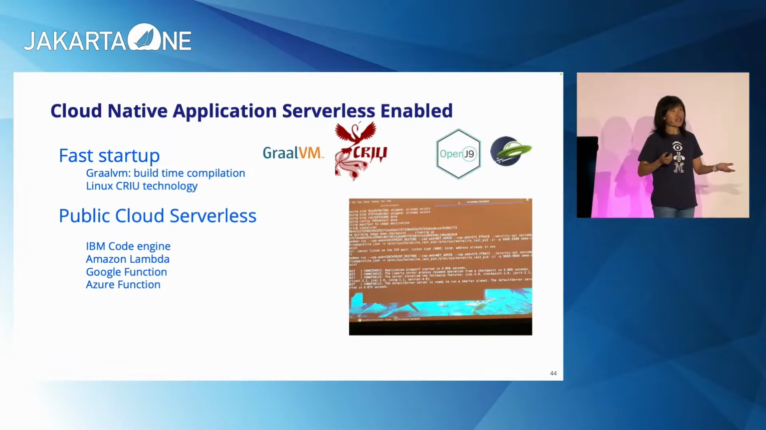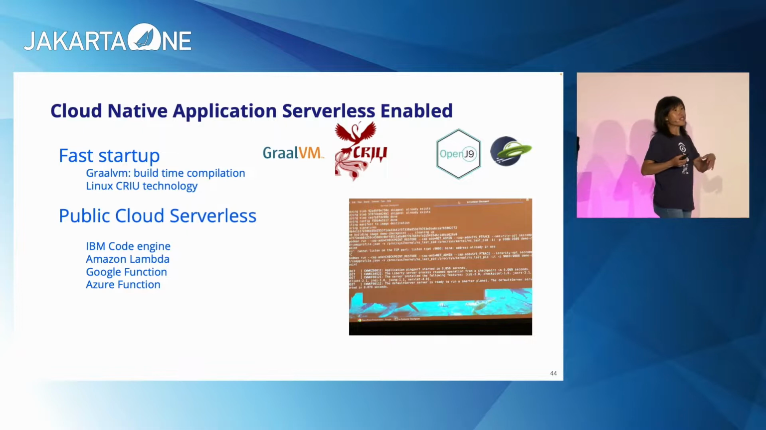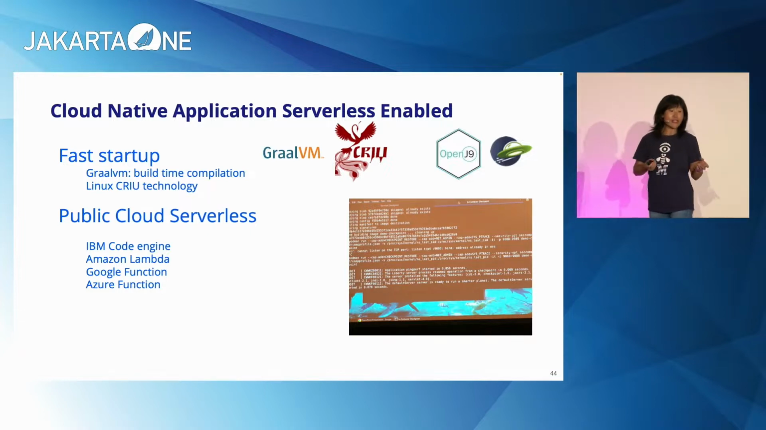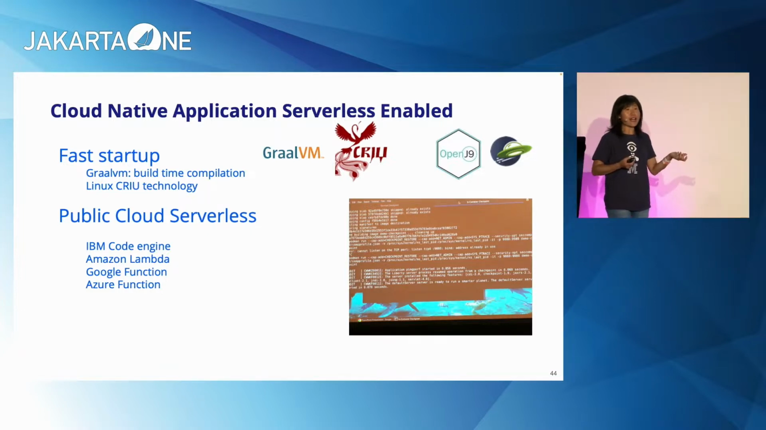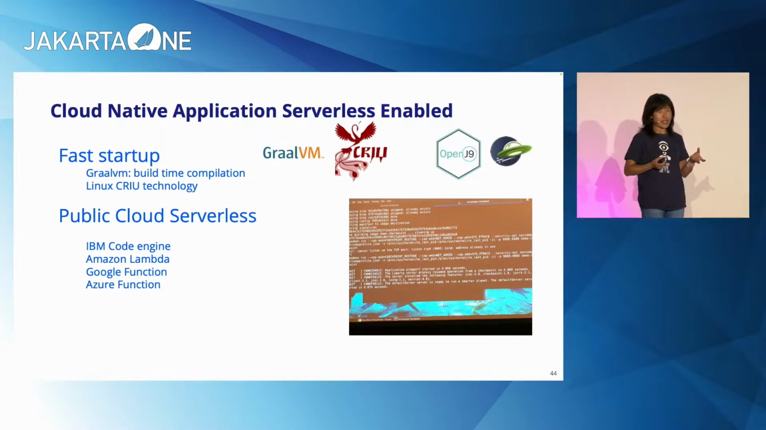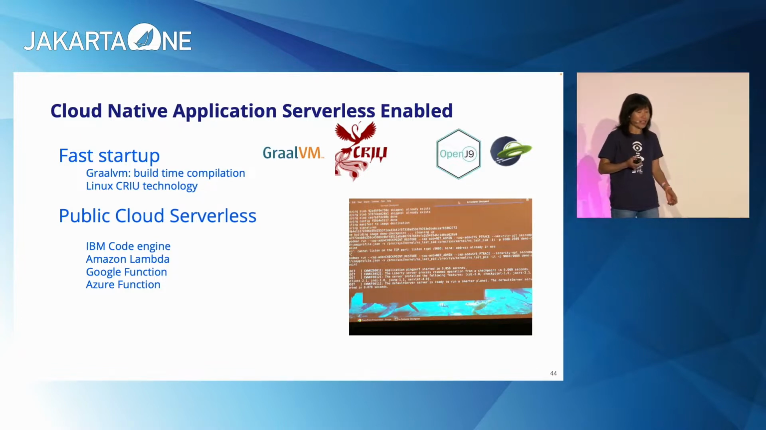And then there's a new technology. It's called Linux CRIU, checkpoint restore in user space. So basically, OpenJ9 utilizes that, and OpenLiberty is trying to utilize the OpenJ9 capability. And now OpenLiberty, a MicroProfile application, can start in 70 milliseconds, less than 100 milliseconds. Sometimes it can be even faster.